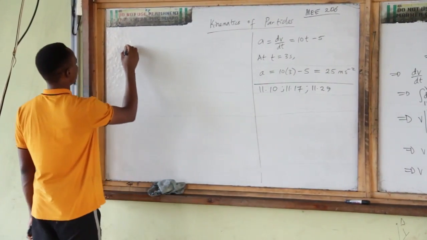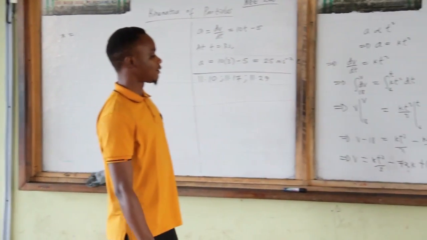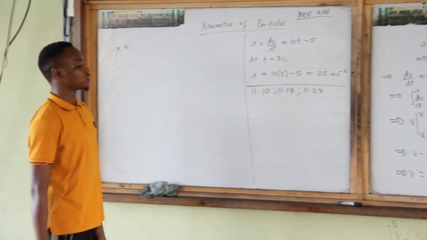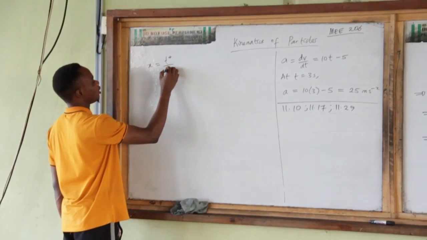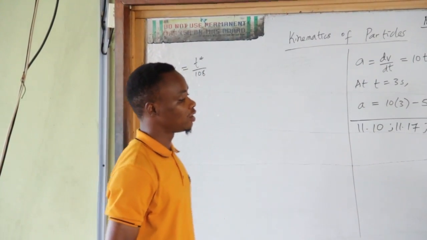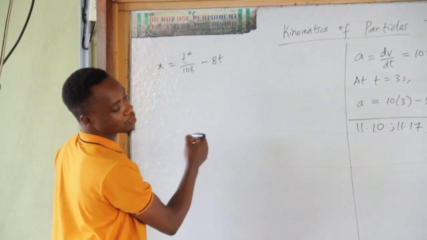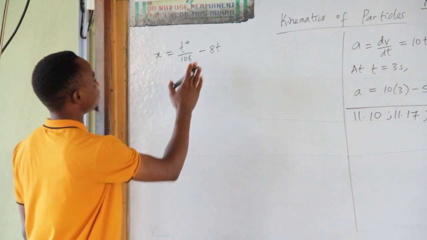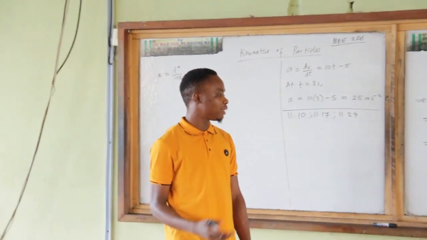So x equals 1/9, that's 9 times 12, right? What's 9 times 12? 108. This is going to be t to the power 4 over 108. And minus 72/9, minus 8t. Then plus another 18t.